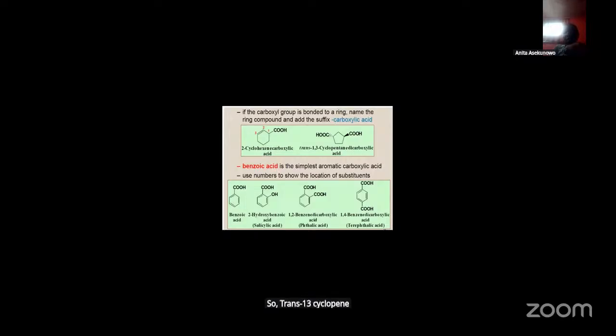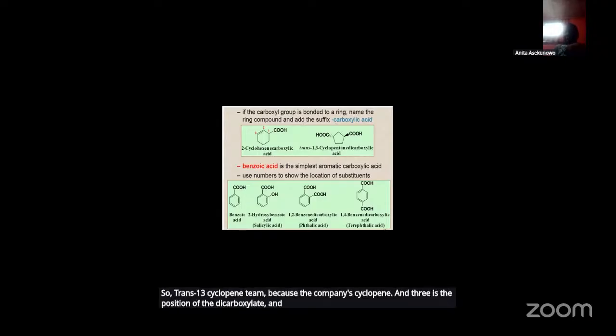Trans-1,3-cyclopentane, because the compound is cyclopentane, and 1,3 is the position of the dicarboxylic groups, and they are in trans isomer. So at the end, I put dicarboxylic acid, because I have 2 carboxylic acids. The first one is carboxylic acid because I have 1 carboxylic acid.